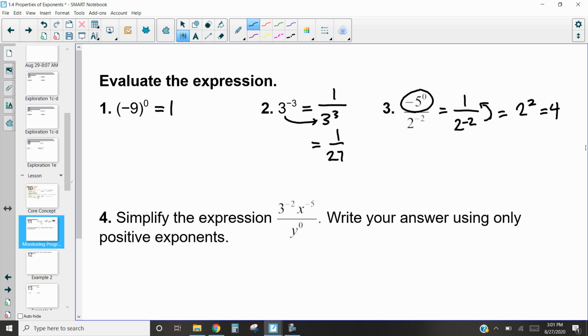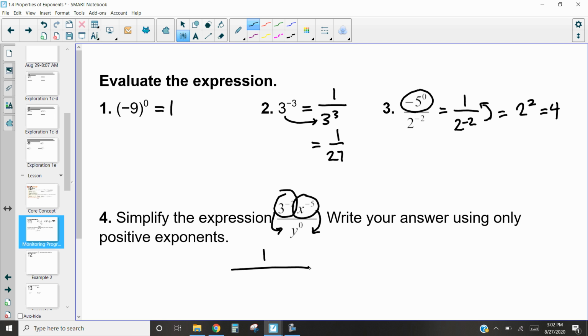These examples up here have only had numbers in them. Let's take a look at a problem where it has exponents that are either 0 or negative, but there are also variables associated with it. So here's our expression, 3 to the negative 2 power times x to the negative 5 power over y to the 0th power. What this tells me is that 3 to the negative 2 power is on top, and that x to the negative 5 power is on top. Those two powers need to be moved down to the bottom of our fraction. So let's rewrite that and move them down.